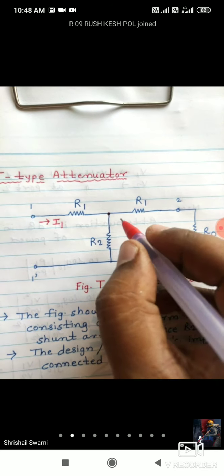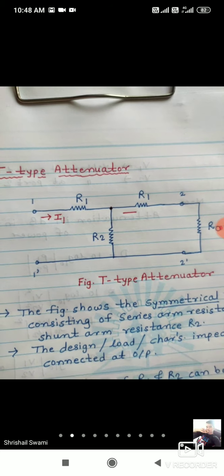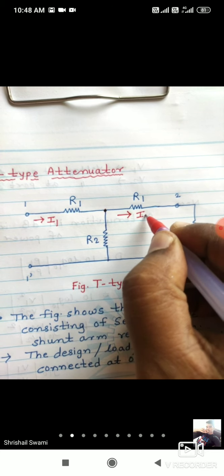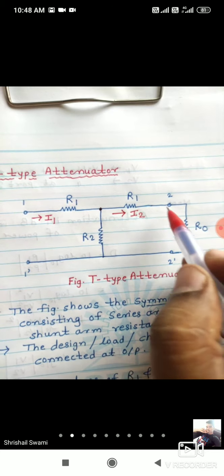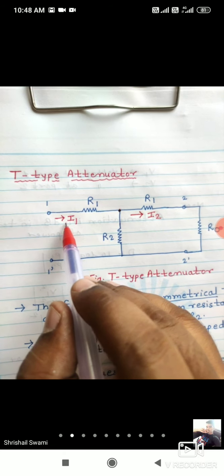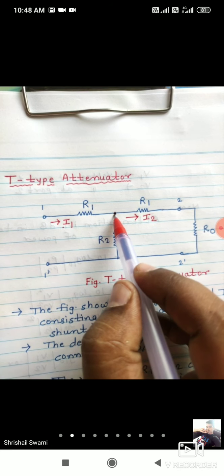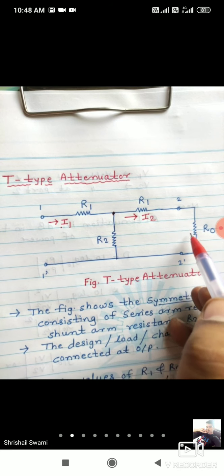Okay. Next, suppose from this point the current gets divided. थोडा करंट या डायरेक्शन मध्ये जाईल and remaining current will flow in this direction. So as these two are connected in series, the same current is flowing through this. So consider this current is I2 according to two port network. This current will be the I2. Okay, so I1 is the input current, and at this point current is getting divided. So I2 current is flowing through this path.